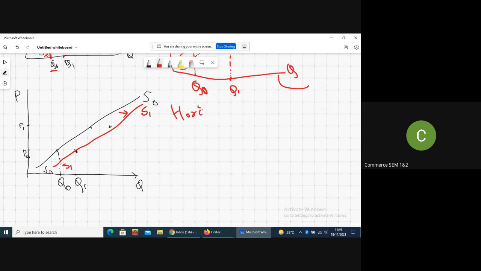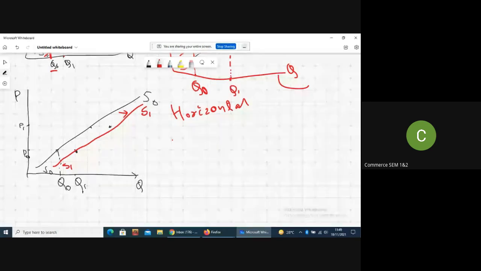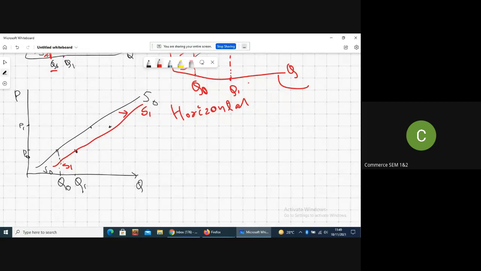This is called horizontal summation. Similarly, in the case of the supply curve, if we assume that there are only two sellers in the market, and we add the individual supply curves of seller 1 and seller 2, we can have the market supply curve.